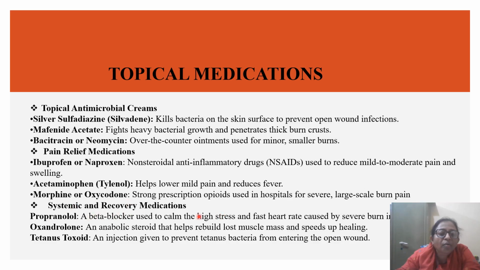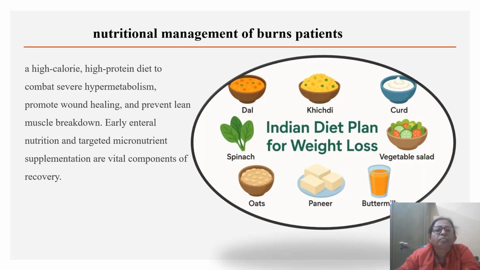Then systemic and recovery medications: propranolol, a beta blocker, to reduce the stress and reduce the BP and all. Then oxandrolone, an anabolic steroid, and tetanus toxoid to prevent tetanus bacteria from entering the open wound. Nutritional management: high calorie, high protein diet to combat severe hypermetabolism, promote wound healing and prevent lean muscle breakdown. Early enteral nutrition and targeted micronutrient supplementation are vital components.